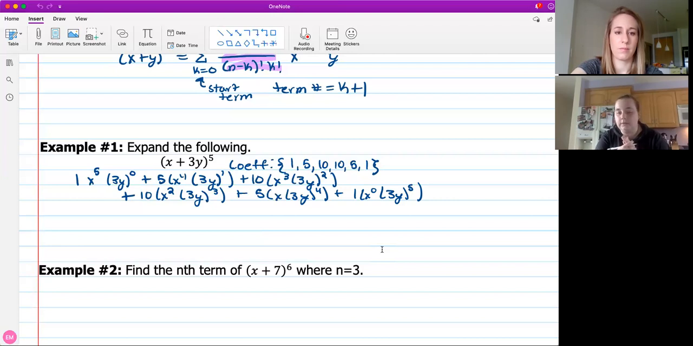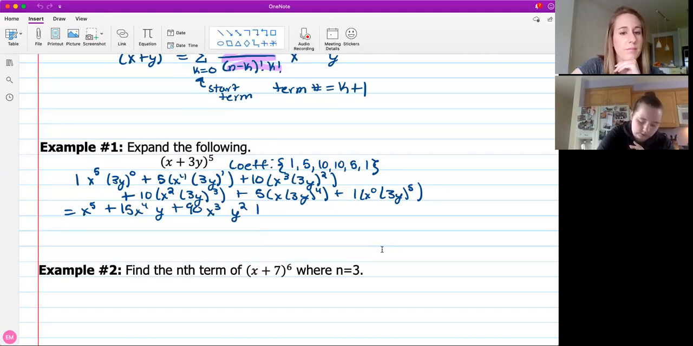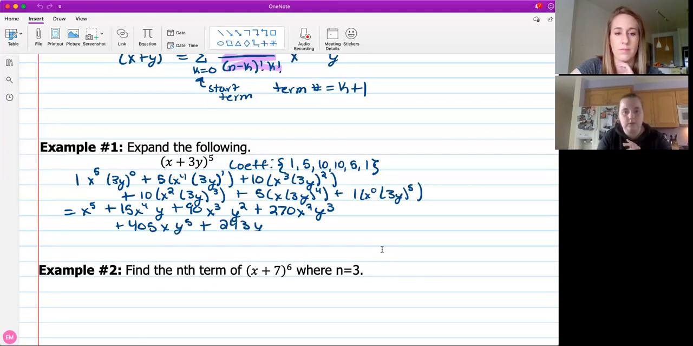And since I trust you guys know how to simplify that, I'm just going to show you what the answer is, because I did it this morning to make sure that I didn't make a mistake, because this gets a little tedious. Y squared plus 270x squared y cubed plus 405xy to the 5th plus 243y to the 5th. Ooh, that's ugly. And that is our expansion for (x plus 3y) to the 5th.